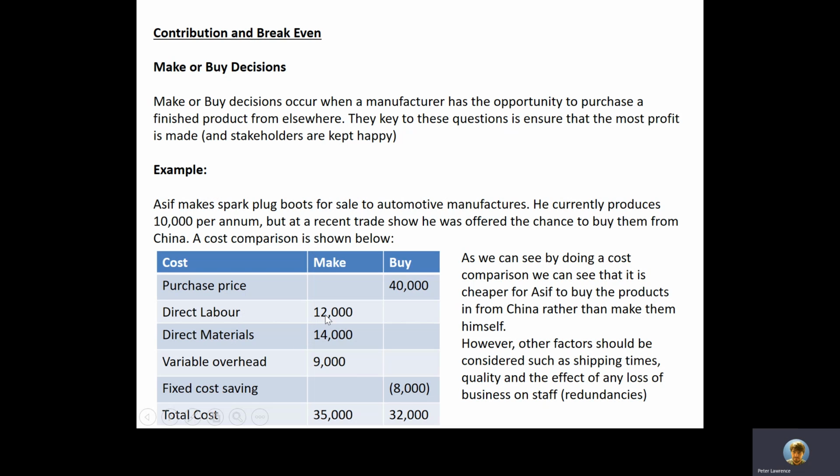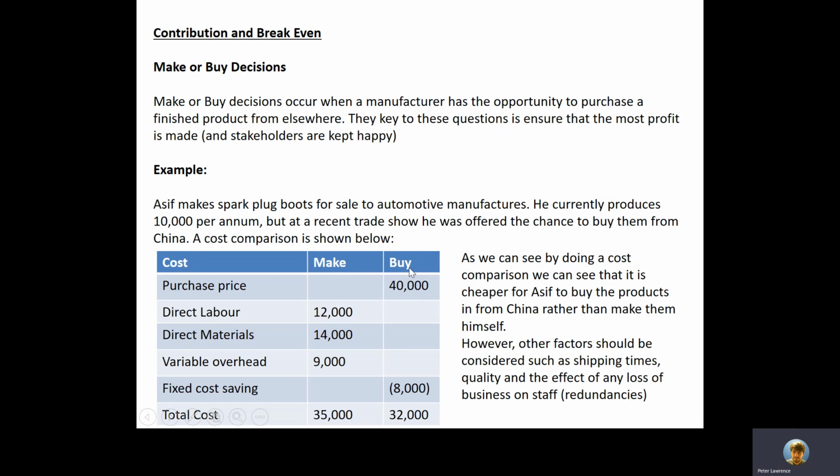So if he makes them himself, his labour costs are £12,000, his materials are £14,000, and he's got a variable overhead of £9,000. So he's got a total cost of £35,000. If he is to buy them in, he can buy them for £40,000. That will also reduce his fixed costs. He might be able to close part of his factory, for example. So the total cost of buying them in is just £32,000.